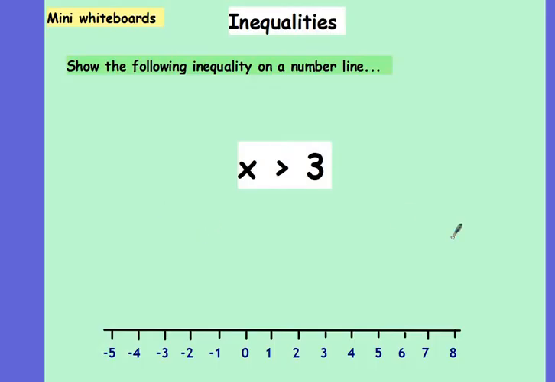Mini whiteboards for me, Year 8. Can you show me x is greater than 3 on a number line for me? Pause the video and complete that now.